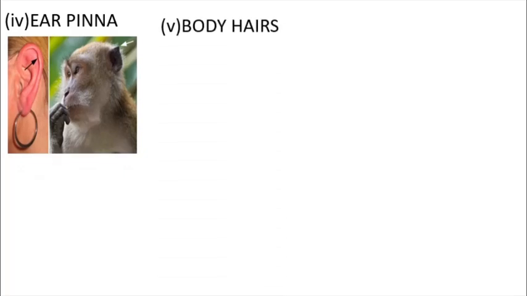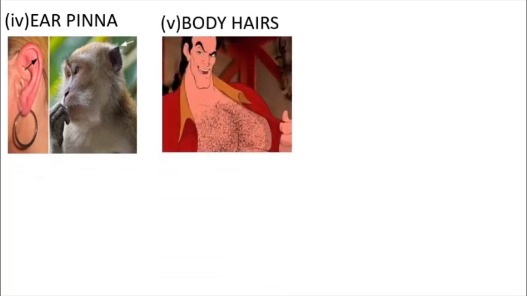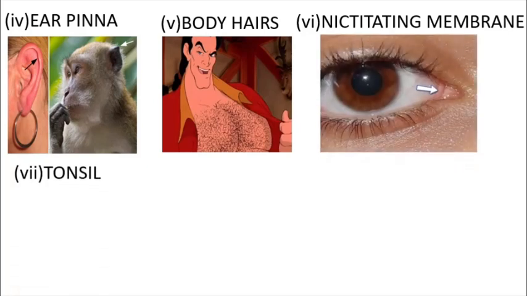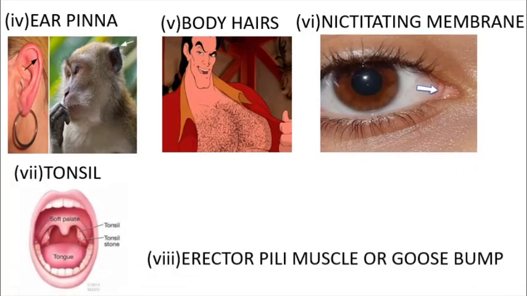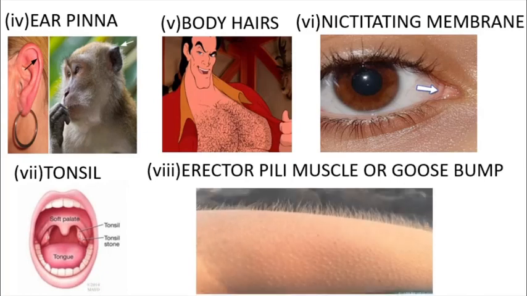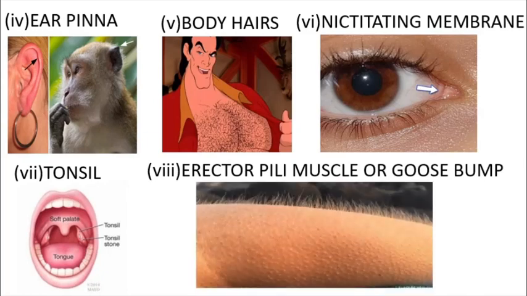body hairs, nictitating membrane, tonsil, erector pili muscle, or goosebumps. Now children, these are a few of the vestigial organs present in our body.